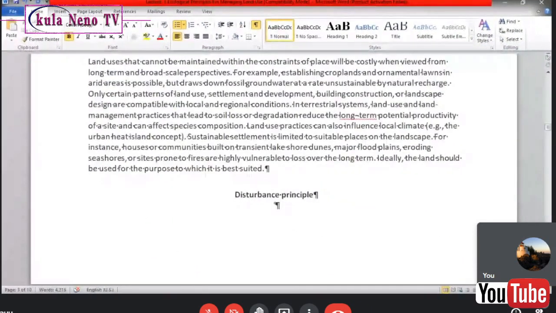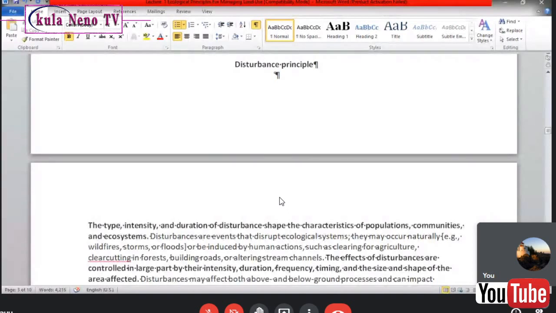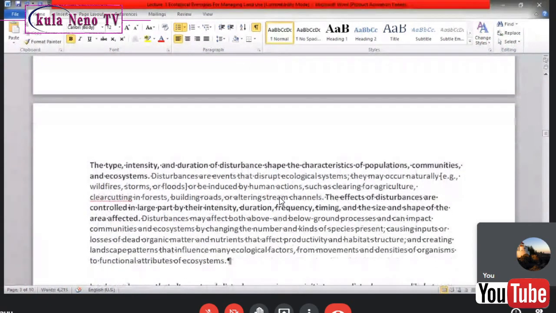So whatever use you're going to put that land into, and I think when we looked at land use, land suitability classes and land classification, we mentioned that you should put that land into a use that will be sustainable and at par with the climate, both biotic and abiotic. So that's the place principle. Let's look at the disturbance principle, which is the fourth principle. And this one is interesting.